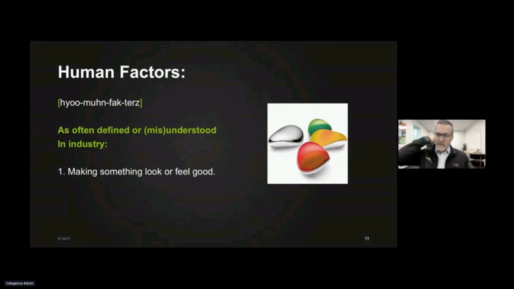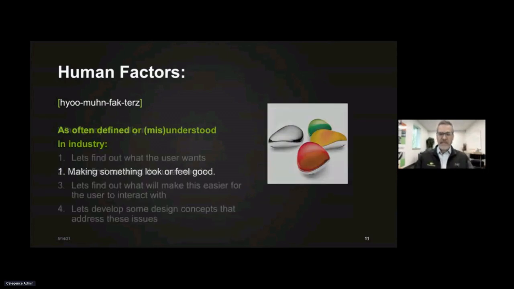I hear people talk about it all the time. I get clients that say, hey, let's spend some time looking at human factors. And sometimes they're misunderstanding the term or the definition of what they really want. Sometimes what they really mean is let's make something look good or feel good. That's not what human factors is, but sometimes that's what they're thinking.